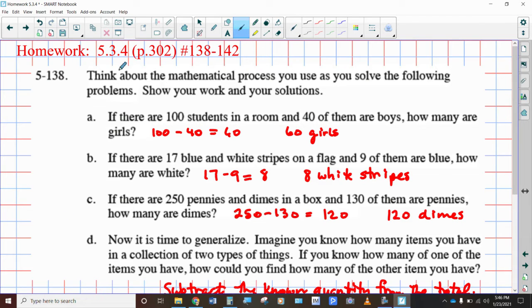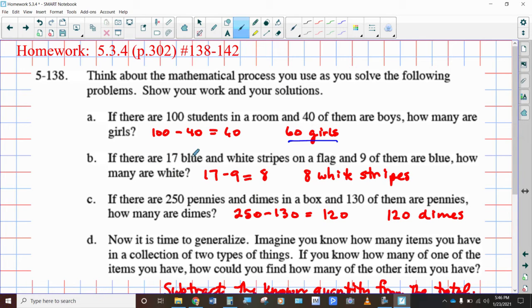Get you out of there. So think about the mathematical process you use to solve the following problems. Show your work and your solutions. If there are 100 students in a room and 40 of them are boys, how many are girls? Well, that would be the complement, right? 40 taken away from 100 equals 60, so it'd be 60 girls.